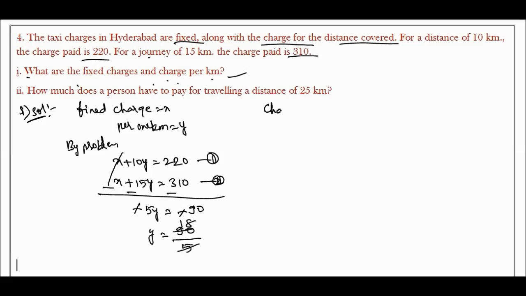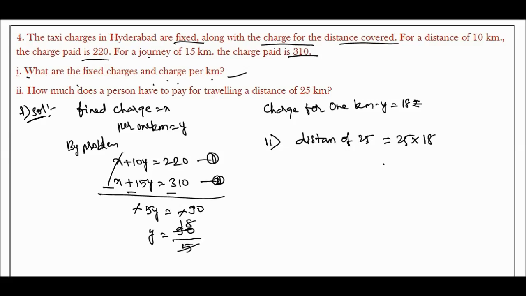So this is a charge for 1 kilometer. y is equal to how much? 18 rupees. So he is asking how much does a person have to pay for traveling a distance of 25 kilometers. Second one, the solution here will come like this. Now the charge for a distance of 25 kilometers is equal to 25 into 18. So how much will it become? 450 rupees.